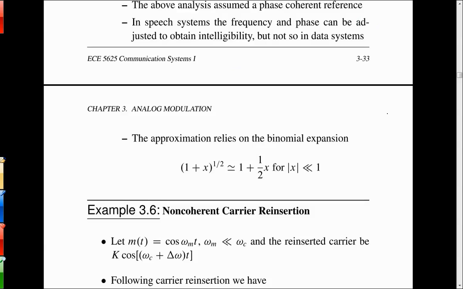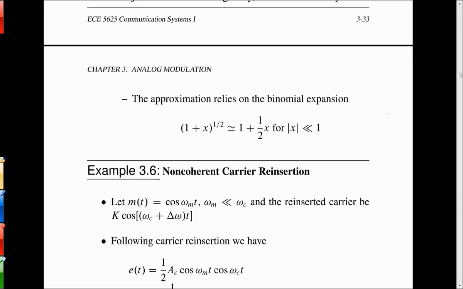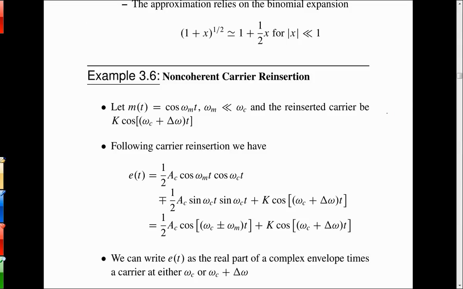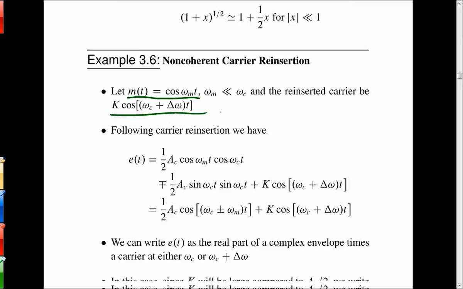Now, if you go through the analysis where you have fully non-coherent, which is the next thing I had in here, where it's actually got a frequency error, it's kind of messy. So rather than do that with a general message, I said, suppose the message is just a cosine signal at omega m, and suppose the reinserted carrier has a frequency error rather than a theta of t. So it's just tweaked in frequency from the coherent value of omega c by delta omega.